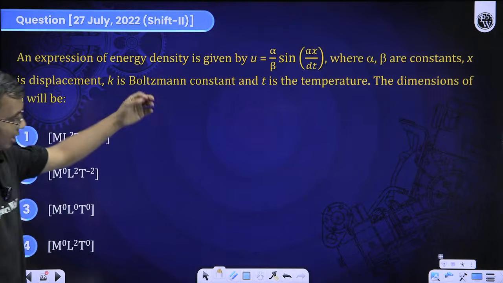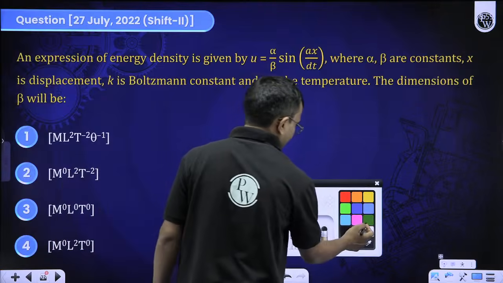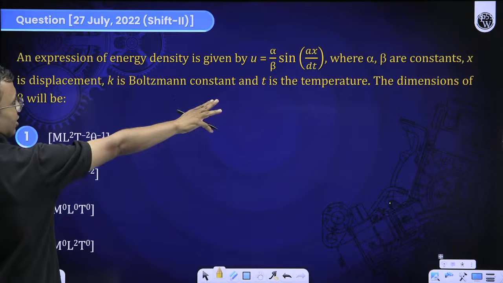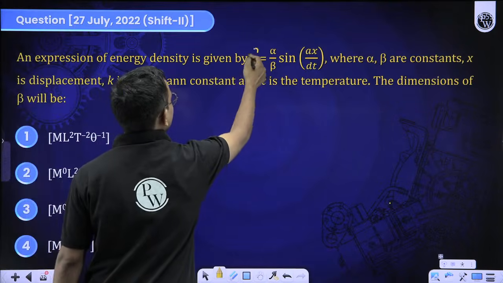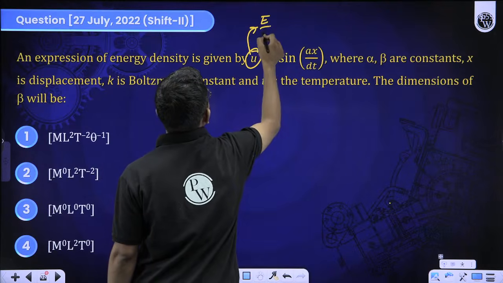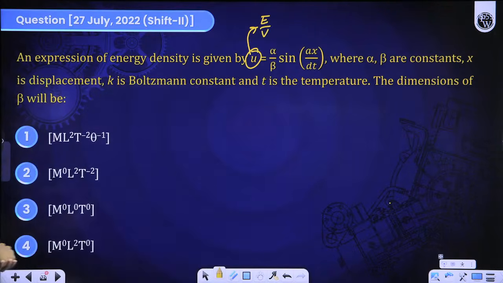Now, another example of the principle of homogeneity. Here, let us first understand it. An expression of energy density is given like this. Here, U is my energy density. Energy density means energy divided by volume. Alpha, beta are constants. X is displacement. K is the Boltzmann constant. T is temperature. The dimension of beta will be?